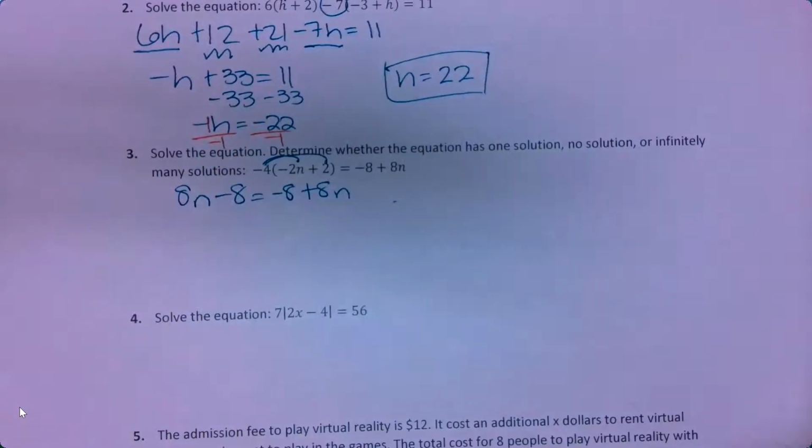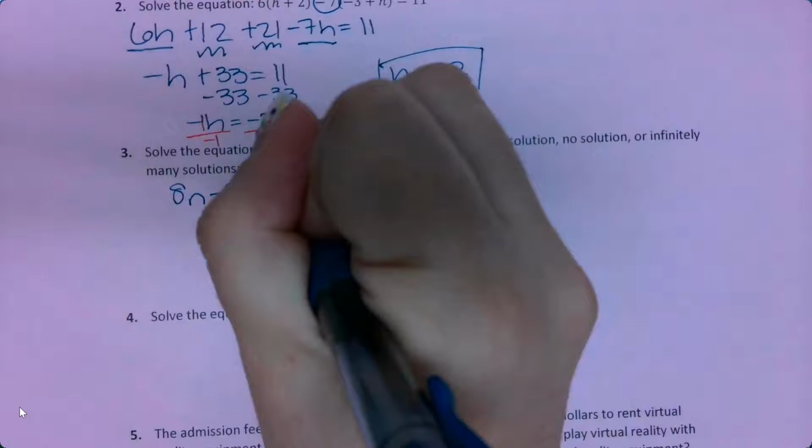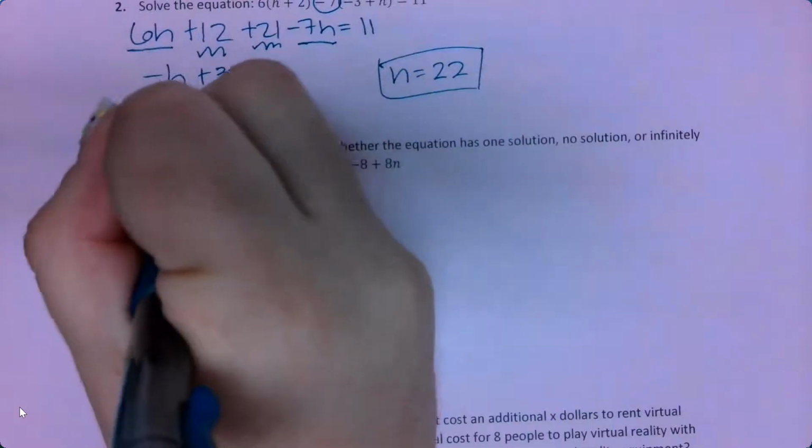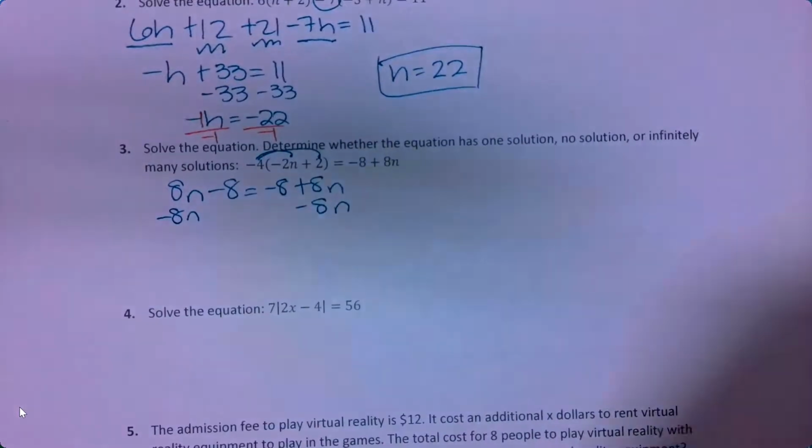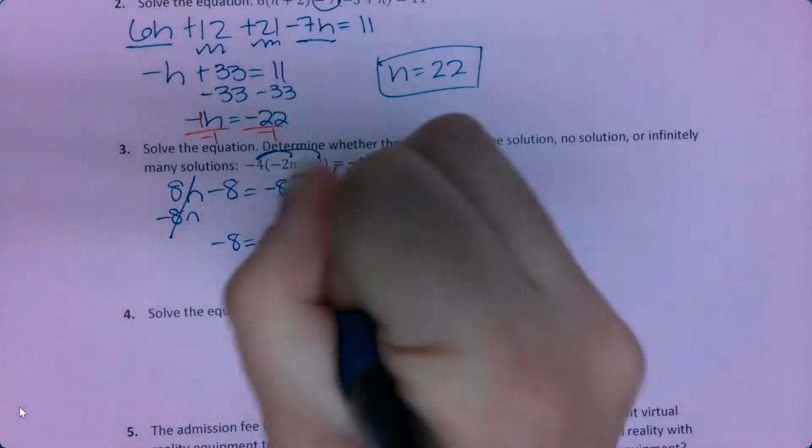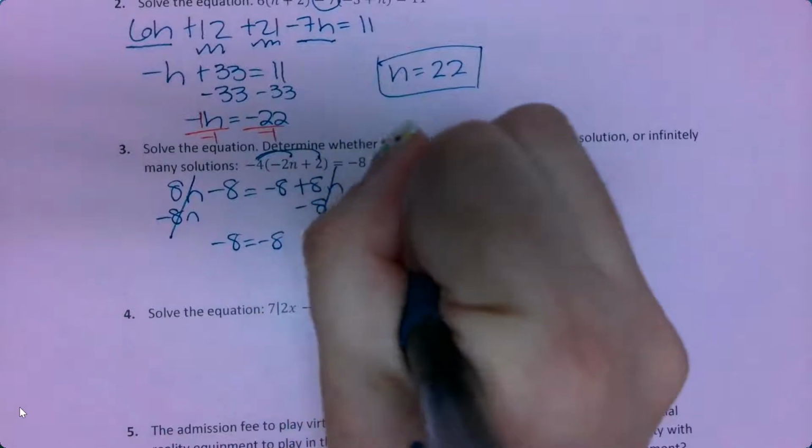I want to get all of my variables over to the same side. So I'm going to subtract 8n from both the left and the right. These cancel out over here. These cancel out over here. So I'm left with negative 8 equals negative 8. Because this is true, my answer is infinitely many solutions.